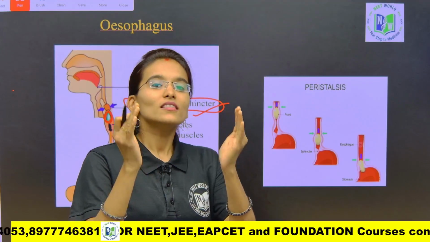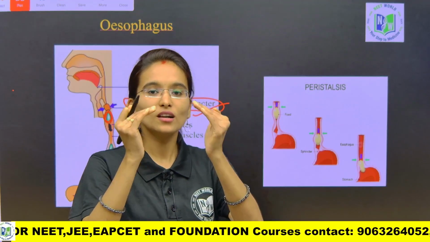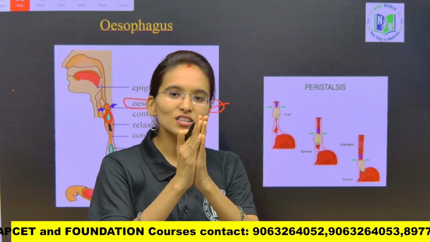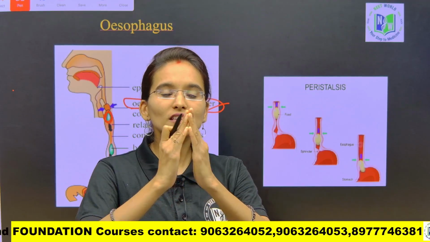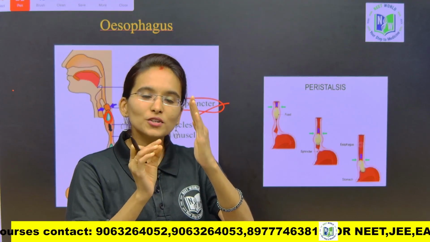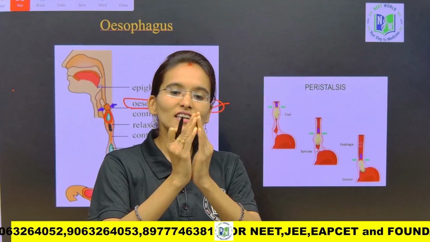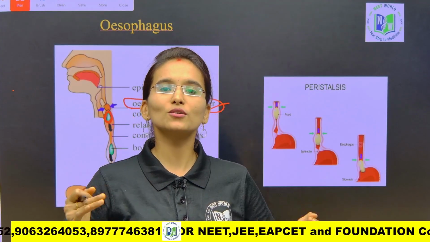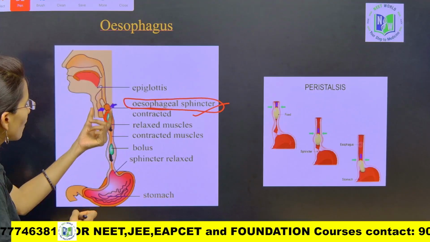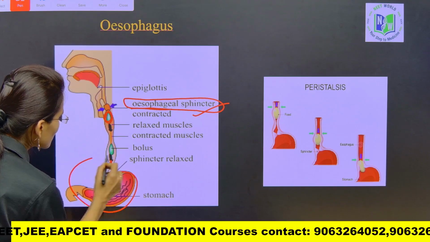So the esophageal sphincter muscles will contract and they will relax. After contraction, when the esophageal sphincter muscles relax, the bolus gets transported to the next step. Next again contraction, again relaxation. Whenever the relaxations take place, the bolus is transported. Finally, where is it going to reach? Yes, finally it is going to reach the stomach.